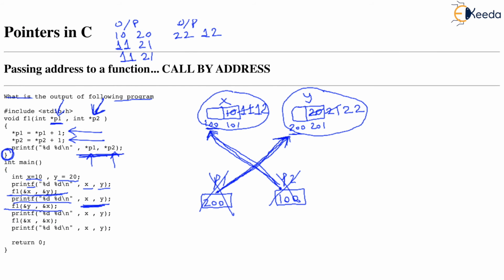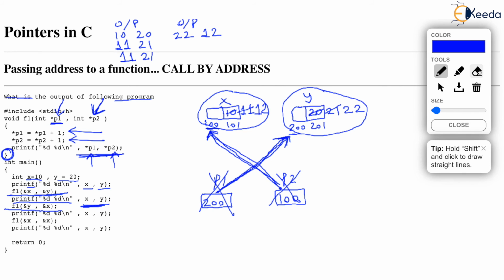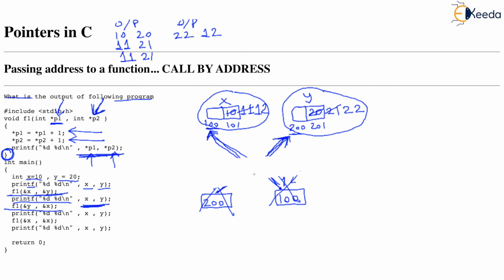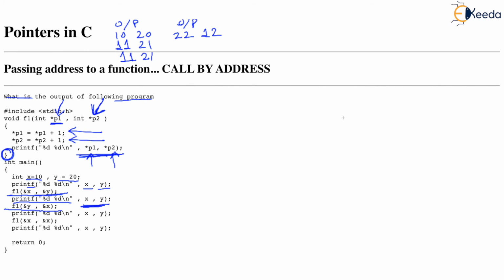Okay. So what are we now having? This p1 and p2 are removed when the function ends. And we simply have x and y. I will redraw this. Remember, x is 12, a 2-byte variable. It was 10, then it became 11, now it is 12. And y is 22, again a 2-byte variable. And the addresses we assumed were 100, 101, 200, 201.